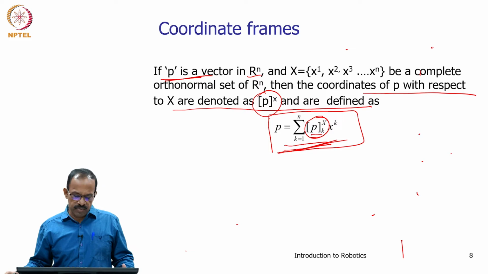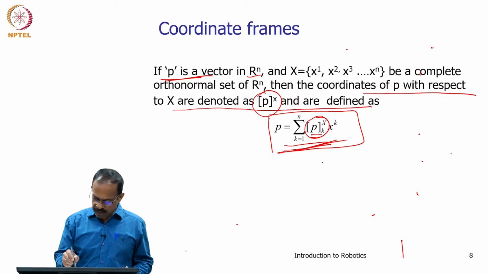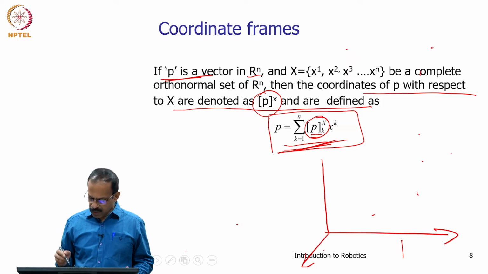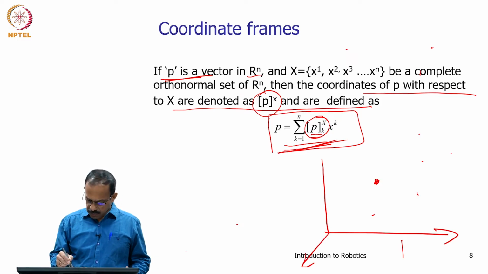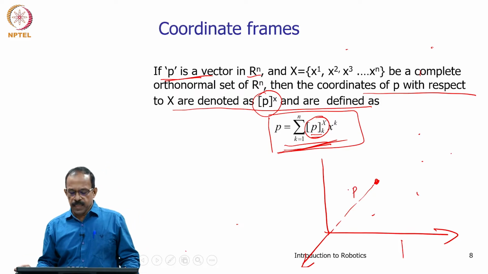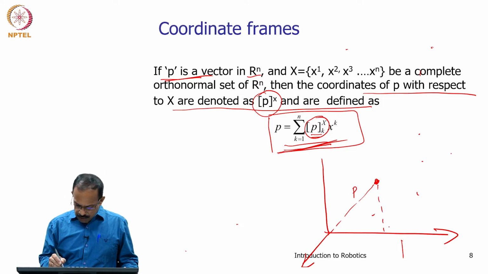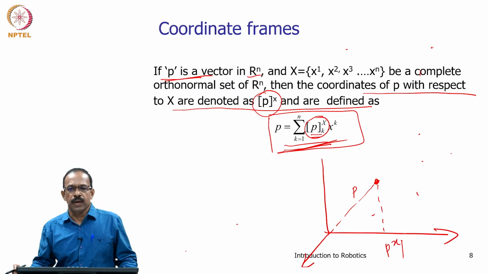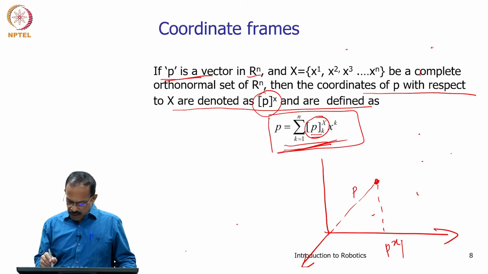Now, how do we actually define these coordinates? Suppose you have a coordinate frame like this, and this is your p, then this is your p_x, that is the coordinate of p on the x axis. So, that is the p_x.